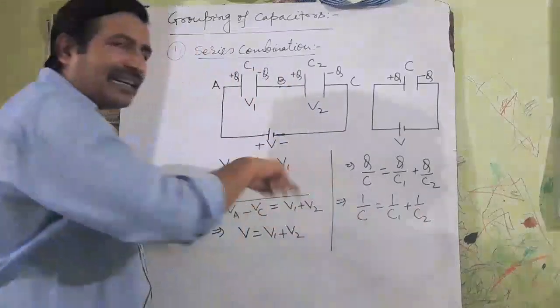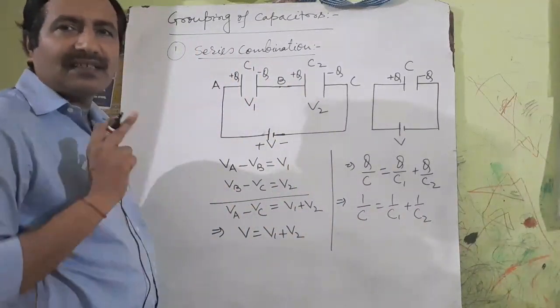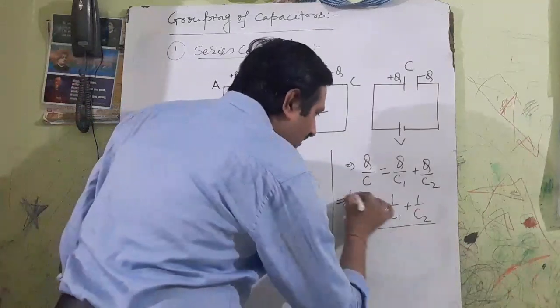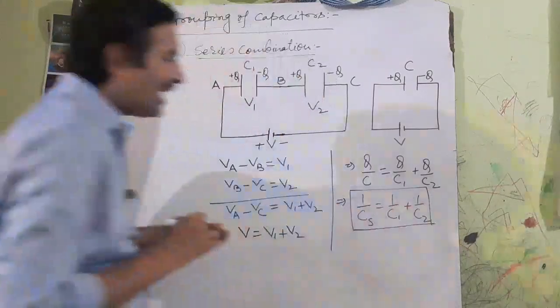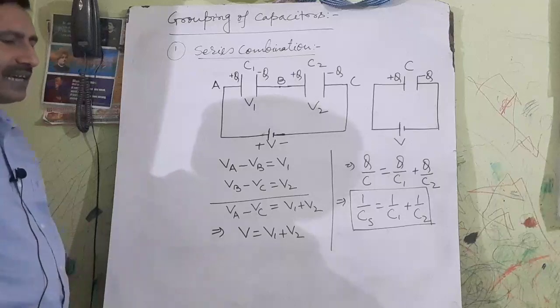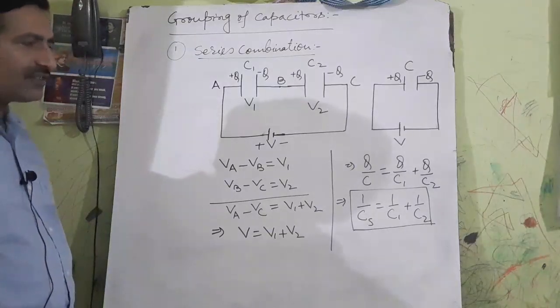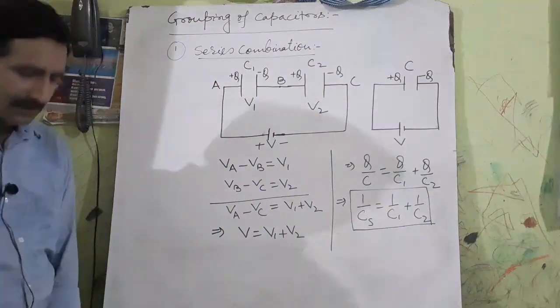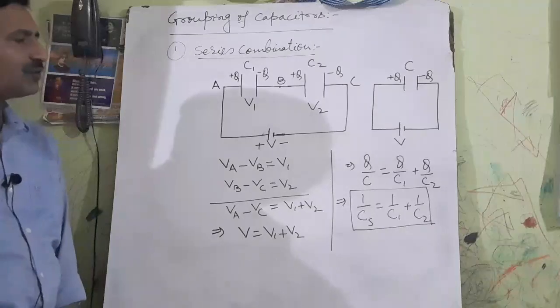As this is the equivalent capacitance for the capacitors in series, you can put a subscript S so that you can easily remember the formula. It will become 1 by CS is equal to 1 by C1 plus 1 by C2. So this is the equivalent capacitance.